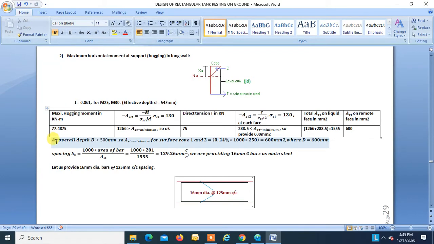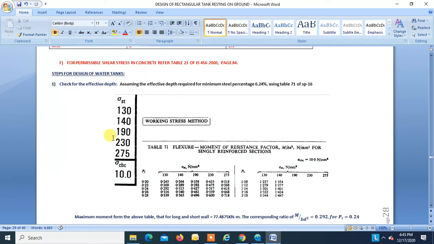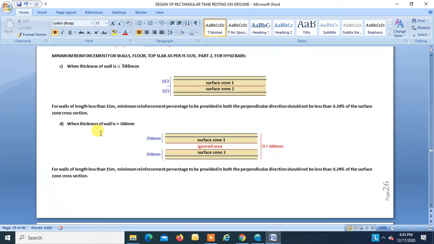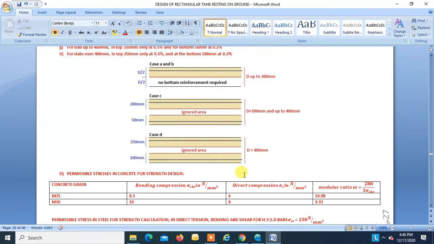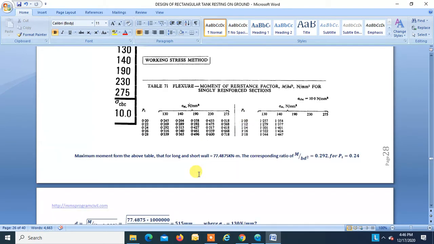What is minimum Ast? Minimum Ast for wall thickness greater than 500. We just saw over here, when the thickness of the wall is greater than 500, then the steel to be provided in this zone is 250 into 1 meter into 0.24, and the steel in this zone to be provided is 250 into 1 meter into 0.24. So that is what we are taking over here.